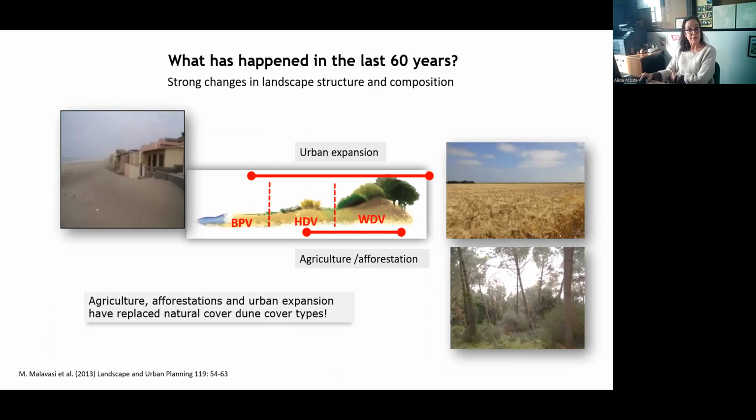The first ones are mainly concentrating in the inner sectors of the coastal zonation. In contrast, urban expansion involves the whole landscape with no preference for any particular dune cover type. So we can say that the typical sea-inland gradient, which constrains plants, also shapes human activities somehow.